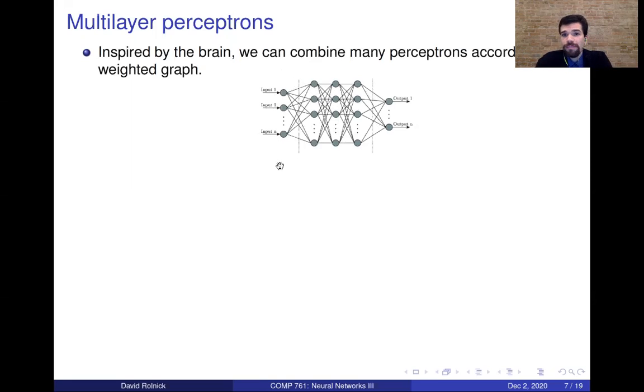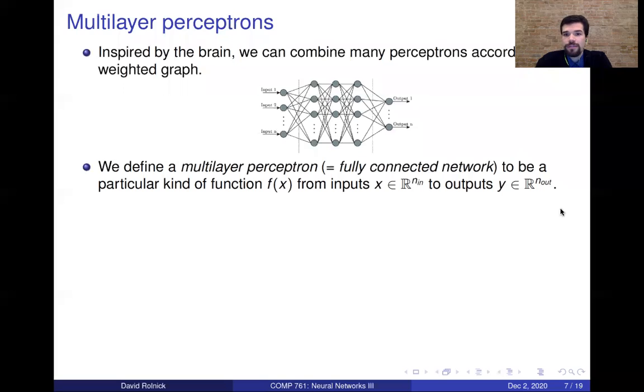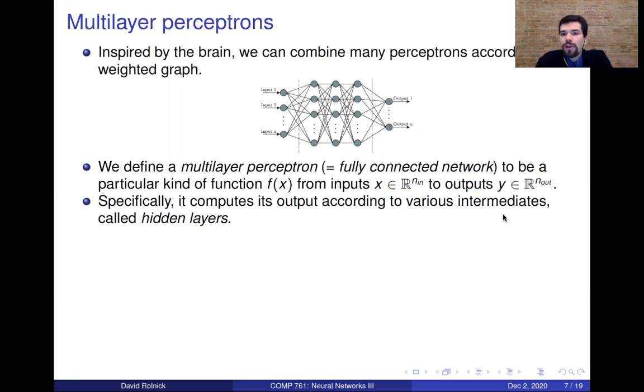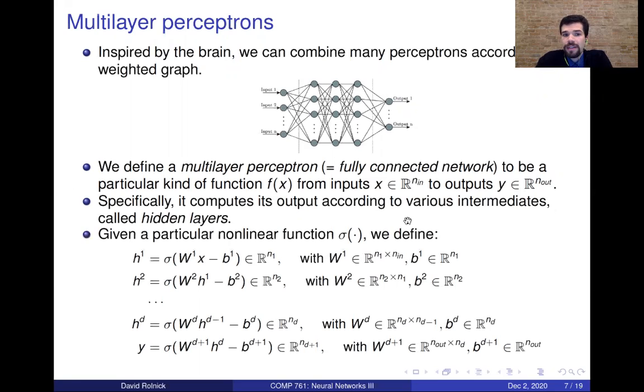Anyway, that's the intuition. Let's see what it actually translates to mathematically. So we can define a multi-layer perceptron, or a fully connected feed-forward network, if you like. It's a particular kind of function from inputs to outputs. I'm just going to use some notation for the dimensions to make it clear what the dimension of different parts of the network is. So this is a recursively defined function that computes its output according to various intermediates called hidden layers.